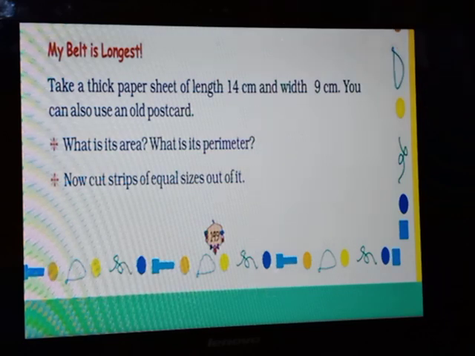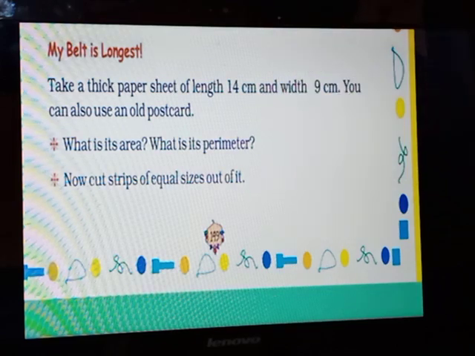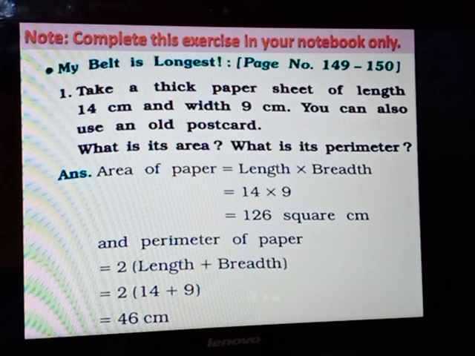Now here you have to make a belt in this activity, and for that you have to take a rectangle paper sheet, but the measurement should be 14 centimeter in length and 9 centimeter in width. You can also use old postcards. Now the question is, what is its area and what is its perimeter? So with the help of formula we will find the value of this measurement, right?